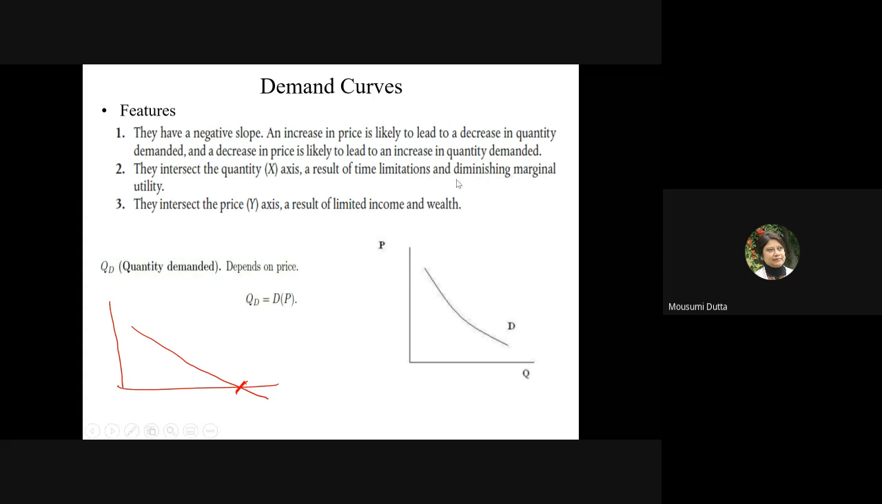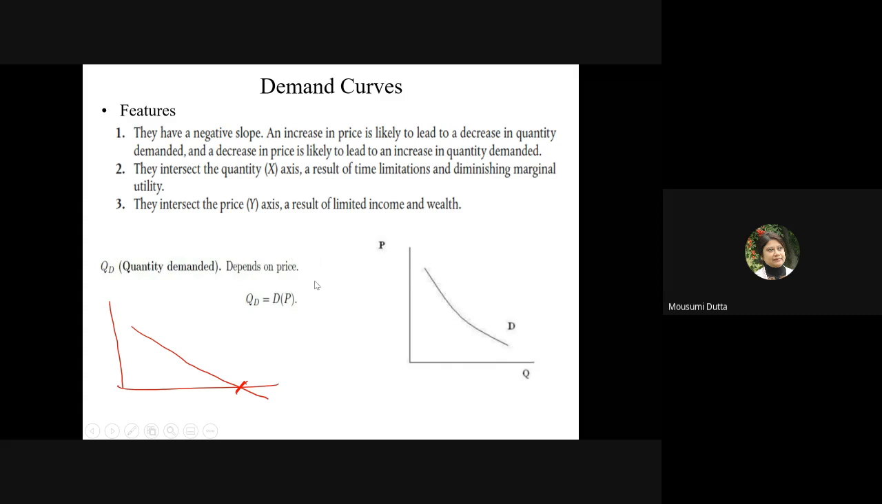Because of the presence of this diminishing marginal utility, and because of limitations in time, etc., what happens when we get a commodity in excess? In that case, the commodity becomes a free good. Nobody is willing to pay anything for that commodity. So, logically, the demand curve may intersect the horizontal axis.